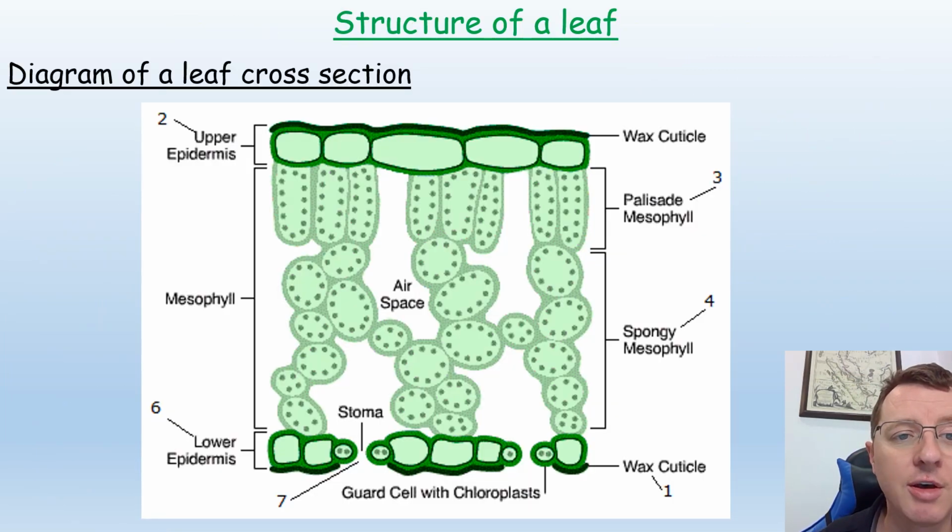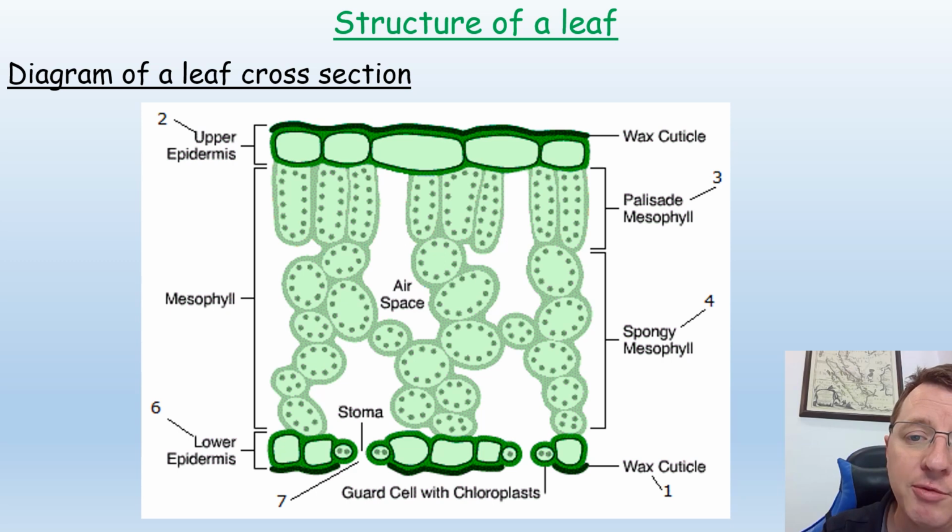So let's have a look at a cross section of a leaf. Now remember, a leaf is an organ, and an organ is a group of similar tissues with a similar function. So all of these different tissues that we're looking at are all quite similar, and they all work together to make certain that this leaf can carry out photosynthesis at the maximum rate.